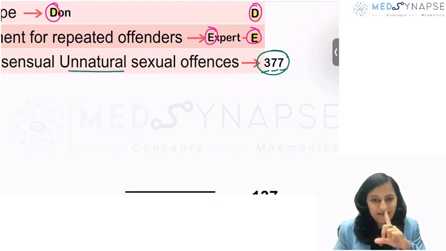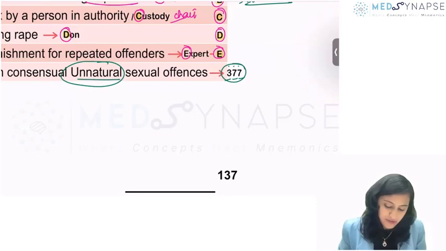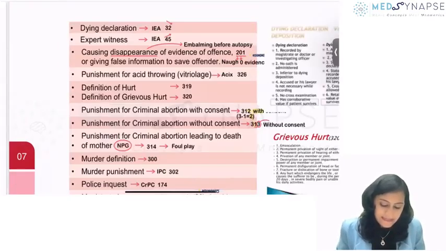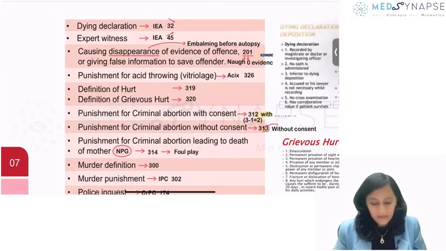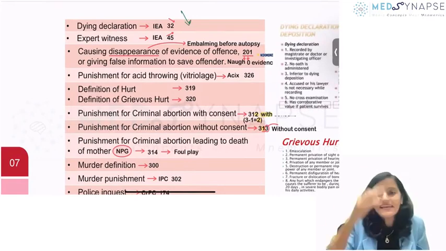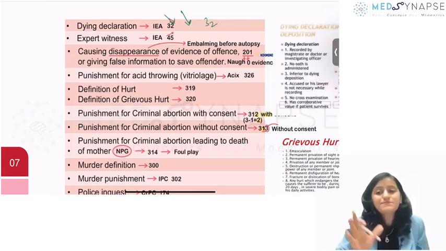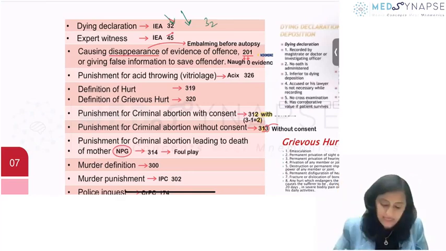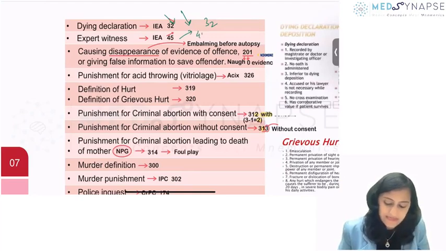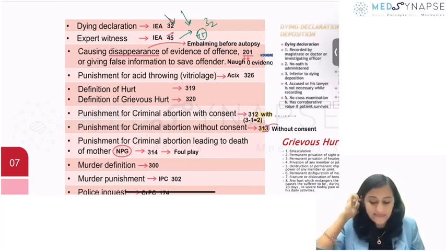So 377, if 3 people are doing it together, it is an unnatural sexual offense. So 377. Dying declaration and expert witness. Remember, dying declaration is a dying number, a number which is falling down: 3, 2. Expert witness is upscaling, a number which is going up, that is 45. So dying declaration is 32 and expert witness is 45.